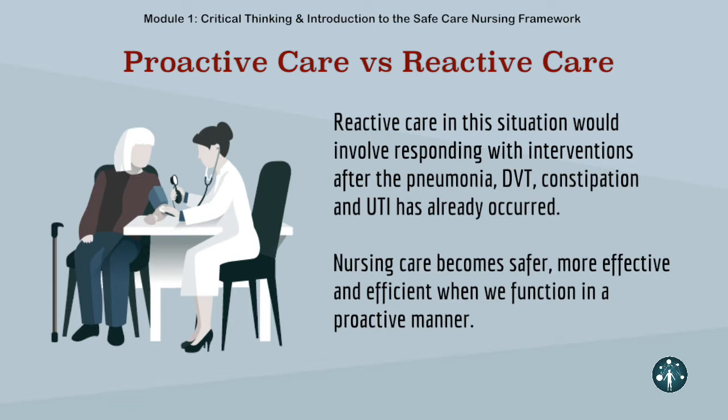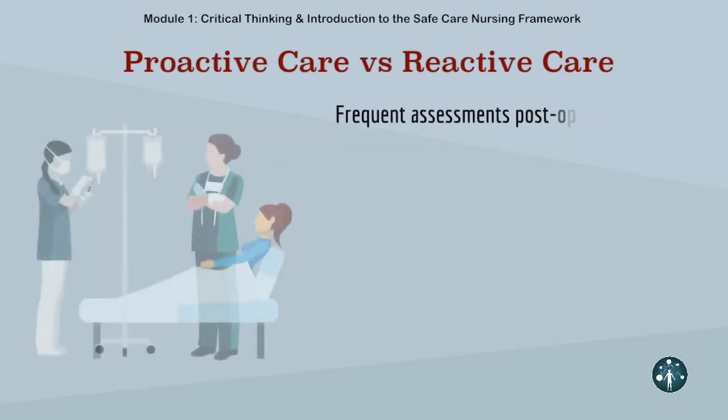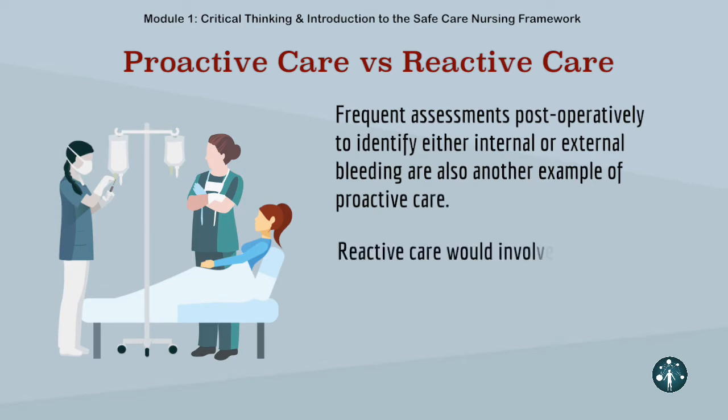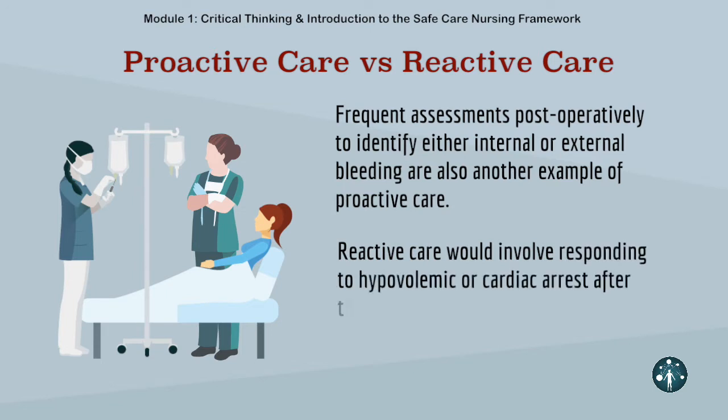Nursing care becomes safer and more effective and efficient when we function in a proactive manner. Frequent assessments postoperatively to identify either internal or external bleeding are also an example of proactive care. Reactive care would involve responding to hypovolemic or cardiac arrest after the bleeding has already occurred.